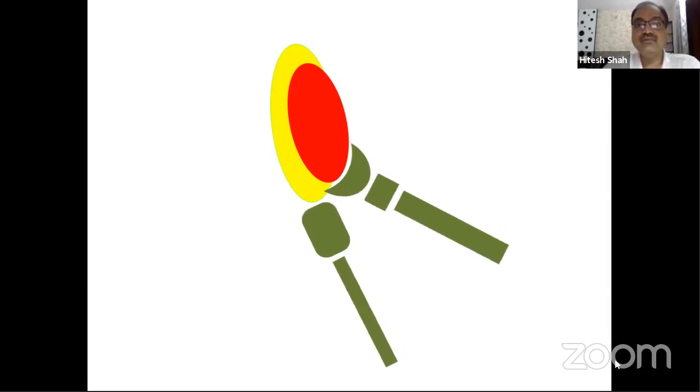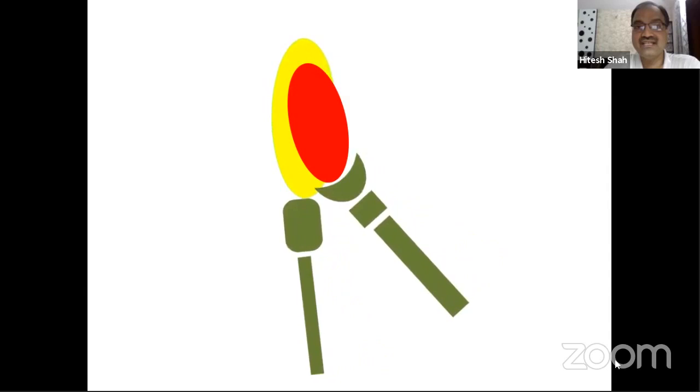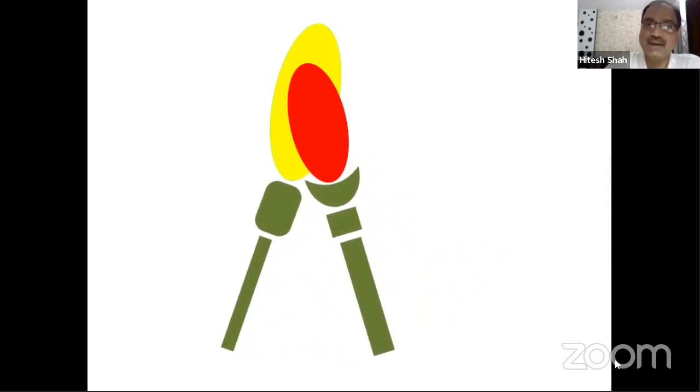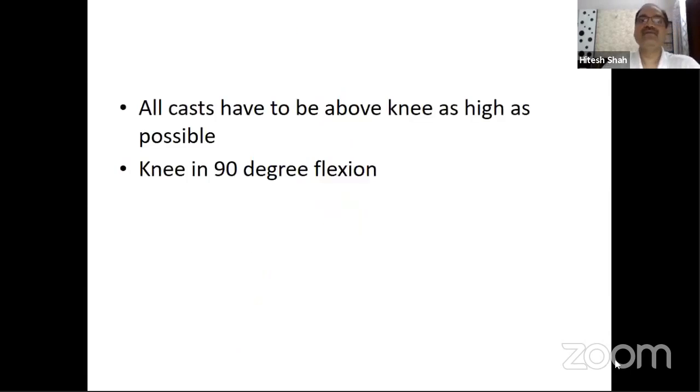When we use the fulcrum on the head of the talus, initially it corrects the forefoot adduction. Following that, as we continue to abduct, it will correct the hind foot. So the hind foot varus will get corrected by doing the abduction. Every cast should be put on in the OPD without anesthesia.